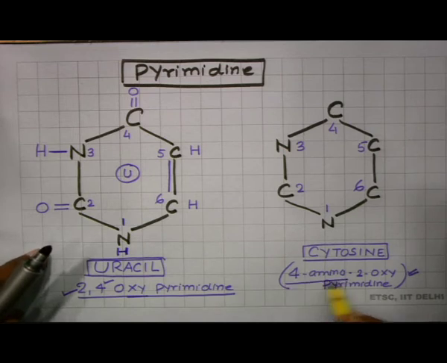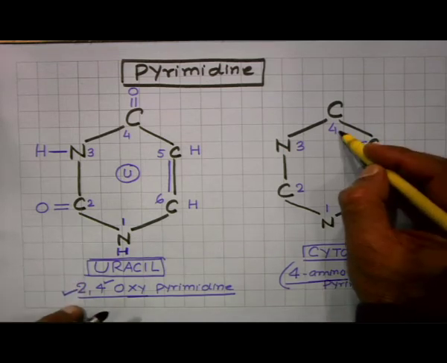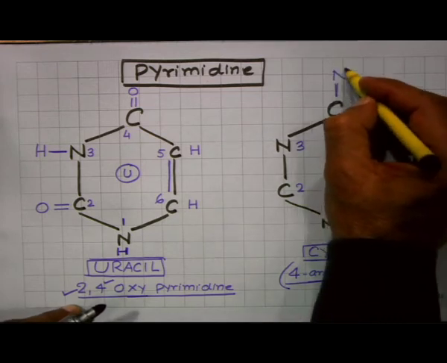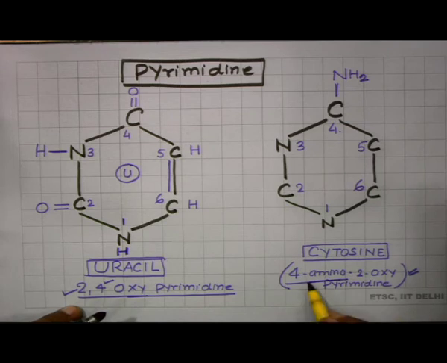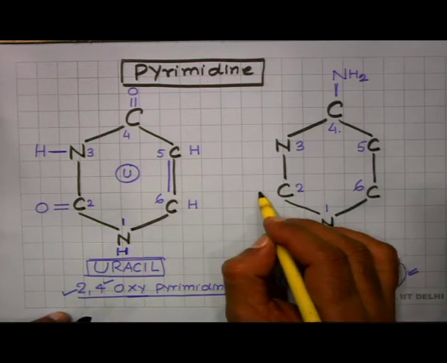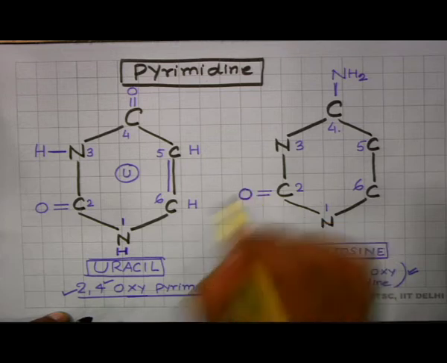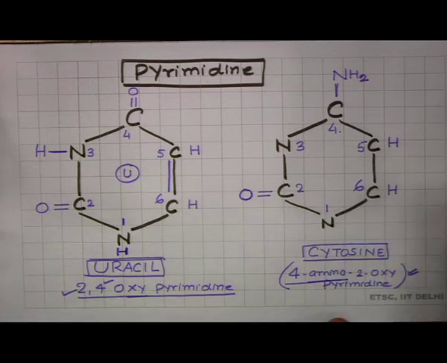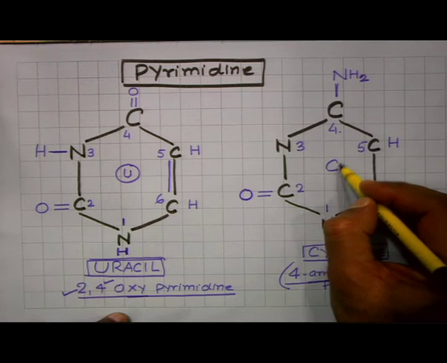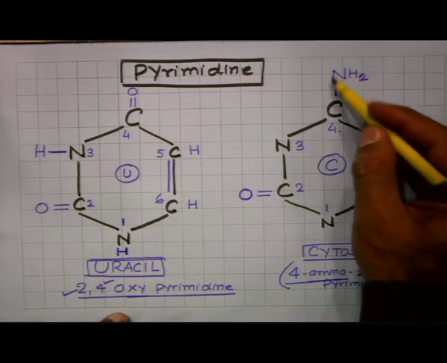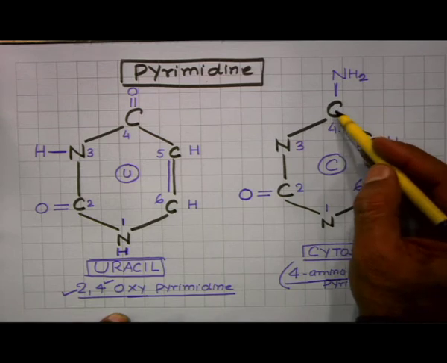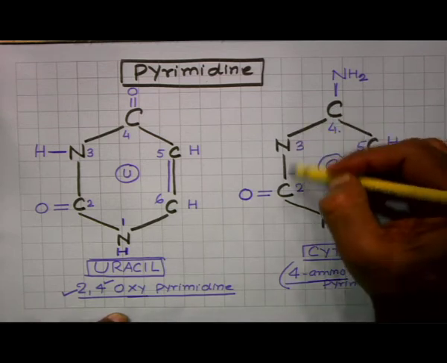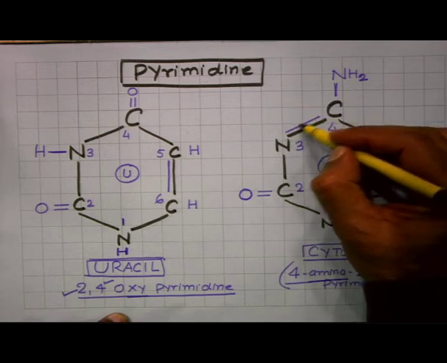Now, 4-amino, at 4th position there is the amino group right here. At 2 position there is oxy group. By knowing this, here in all pyrimidine hydrogen is placed here. So, by knowing this structure, skeleton and chemical name, you can easily write the structure of cytosine. Now, see the nitrogen has 3 valency, no doubt. Here carbon has 1, 2, 3 and nitrogen has 2. So, we can place here double bond.